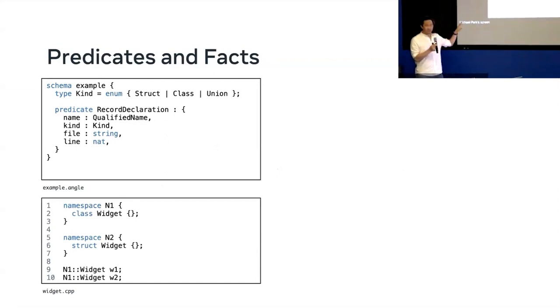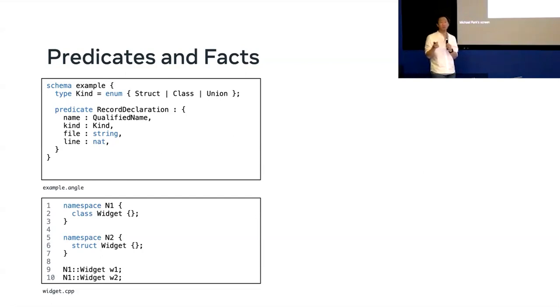This is building on the example that we've been working with. On the first line there, we have type kind. It's going to be an enum of struct, class, and union. Those can be any names, but these are ones that correspond to our language. And then a predicate called record declaration, which is going to have a qualified name and a kind, that's going to be struct, class, or union, right?